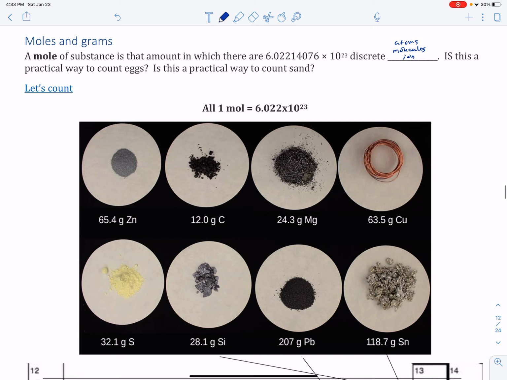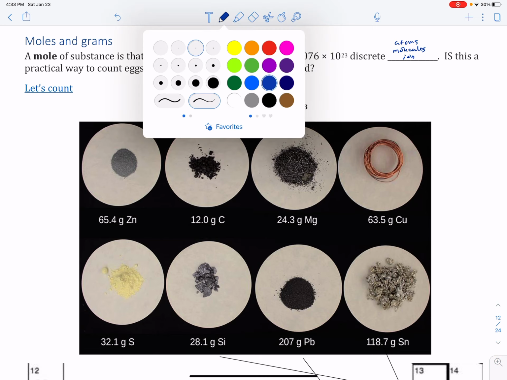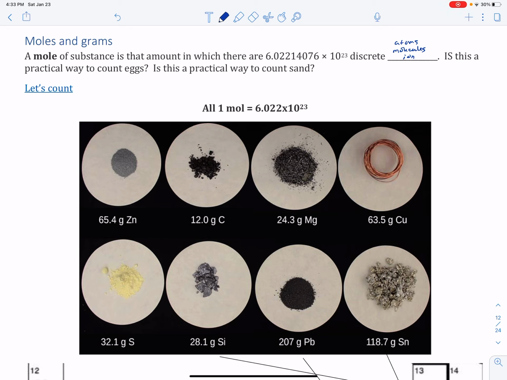So, is it a practical way to count eggs? Well, eggs aren't that hard to count. Even if you have a whole lot of eggs, you probably aren't going to be counting them in that kind of a quantity. Even sand, in fact, won't be counted in this amount of quantity. We're talking about something way, way smaller than sand. Way smaller than a garbage truck full of sand.